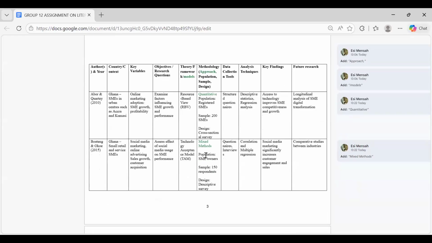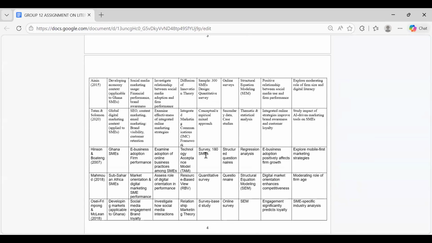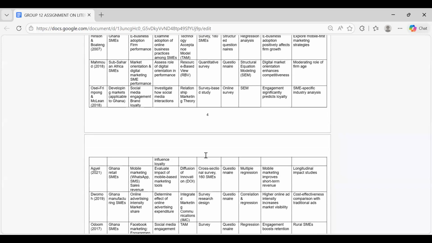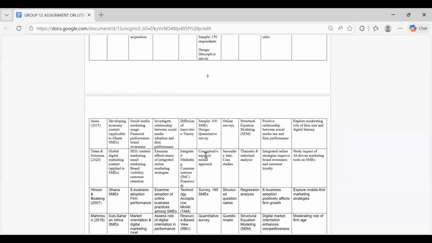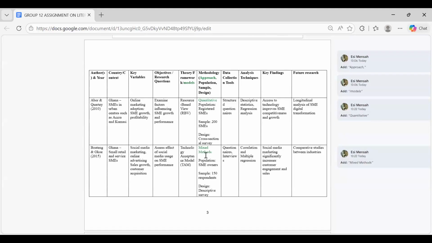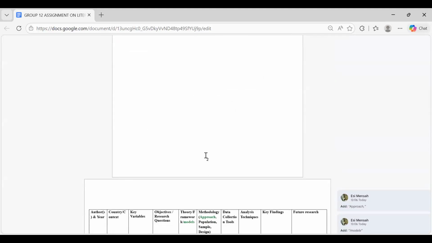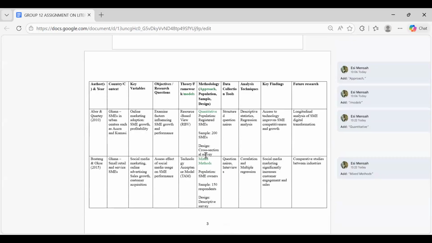And then you can now talk about the analysis. The dominant analysis appears to be correlation and regression, with others using structural equation modeling, such as that of Enim 2015. So anything you say, you need to support it with the author and the year, so that we know that you know what you are talking about and you are not making things up.